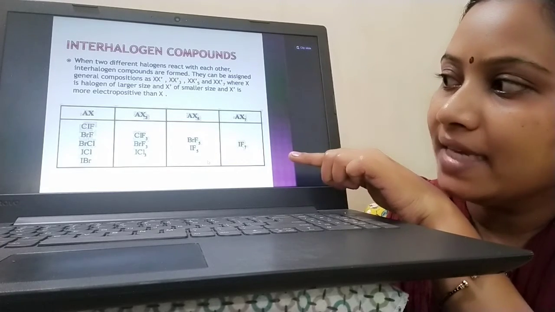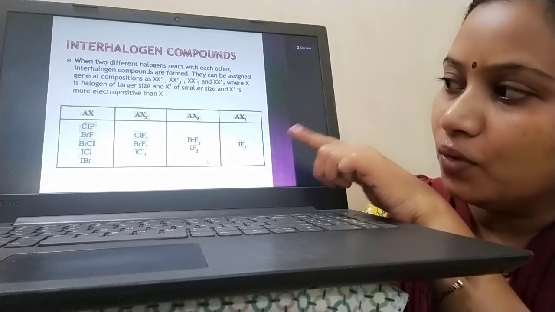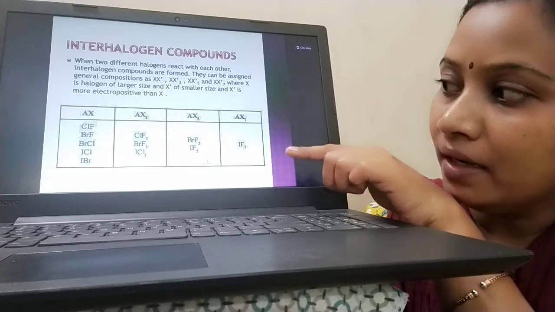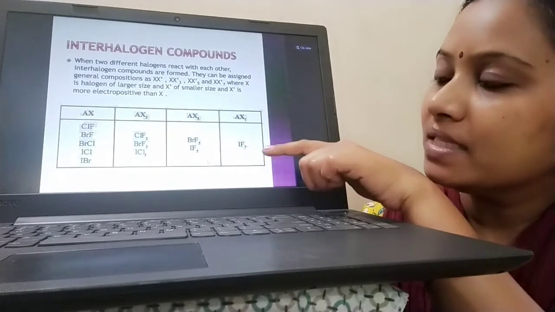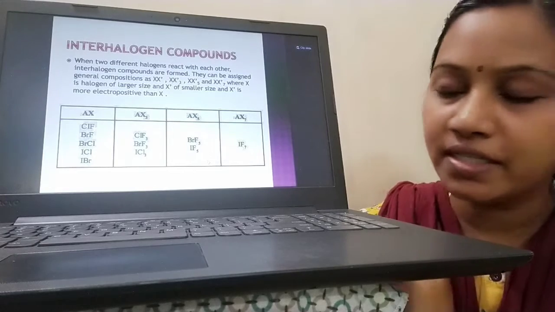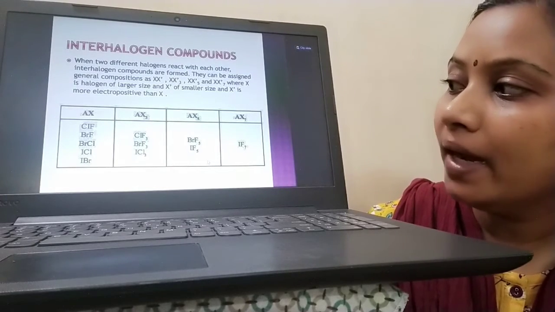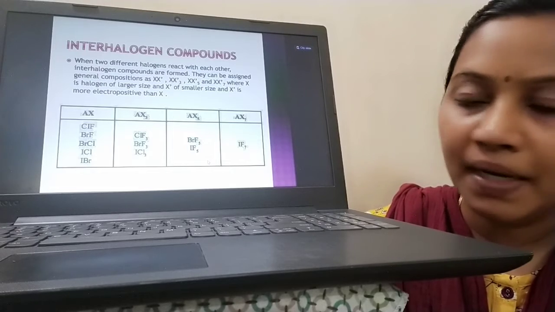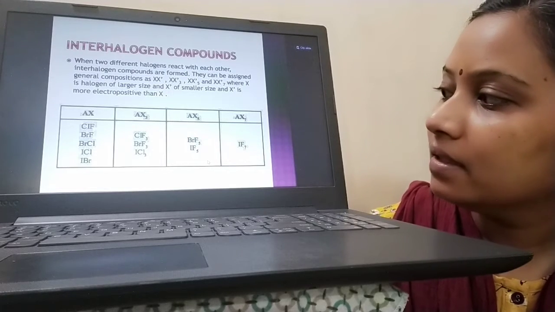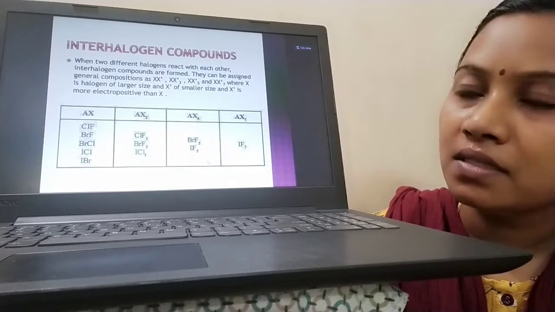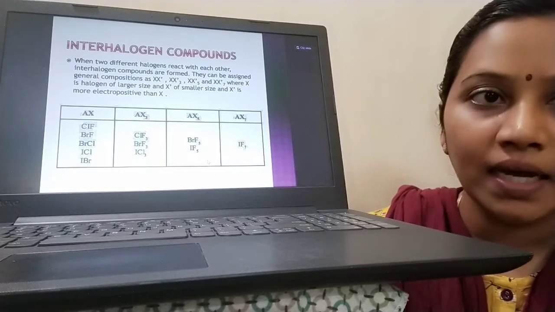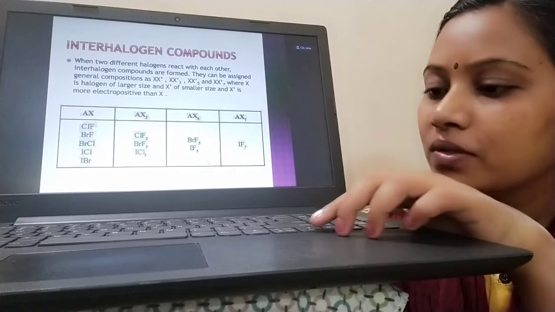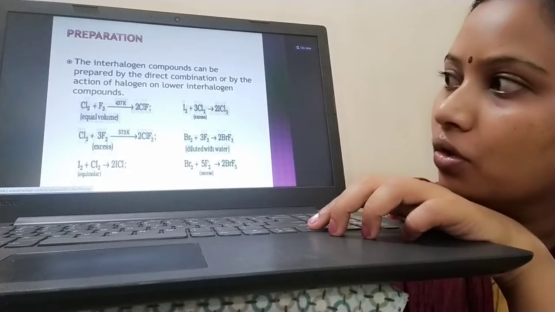Now how about XX'3? Chlorine trifluoride, bromine trifluoride, iodine trichloride. Now this is XX'5, that is oxidation state +5, where we have bromine pentafluoride, iodine pentafluoride. Now this is XX'7, iodine heptafluoride. So this is about the interhalogen compounds.